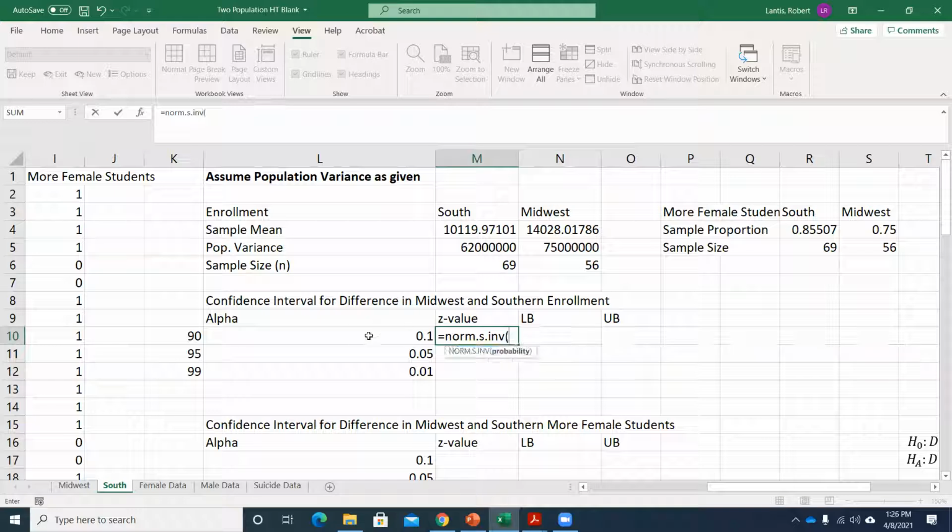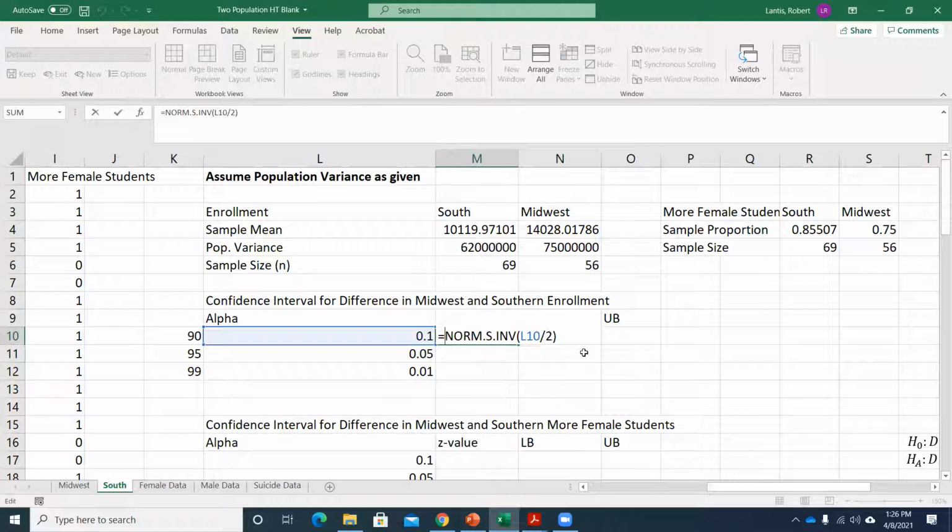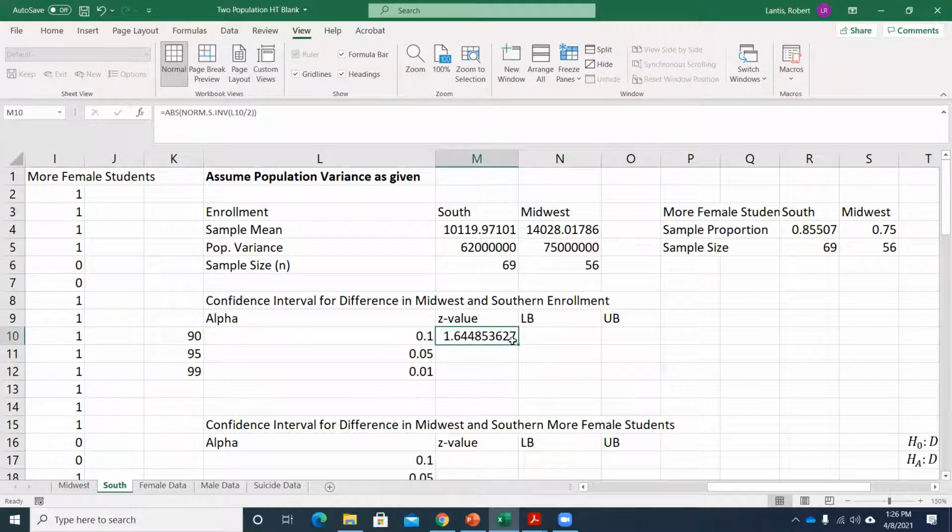So, alpha over 2 in the tail. There's going to be one problem with this, if we remember, which is that if I hit enter here, I'm going to get the negative value. Well, I just want the absolute value, so probably the easiest way to do that is to use the ABS, the absolute value function. Hit enter, I can copy this down, and I get my 3 critical values pretty quickly. It was exactly the same way we did it for one population examples.